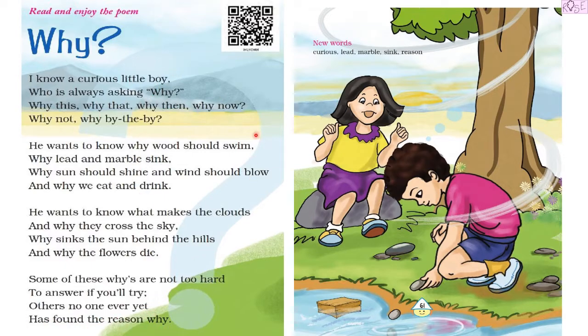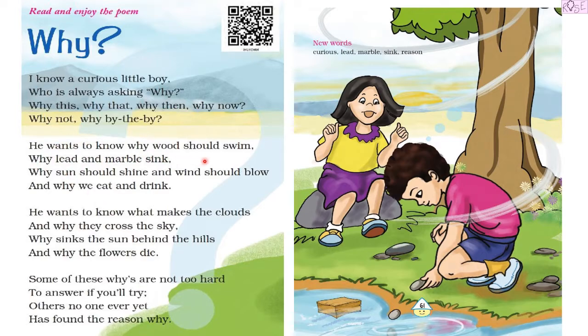So, this is a poem about a little boy that we can see here, and he's playing with a piece of wood and a piece of marble or a stone, you can say. So this boy is very curious. He wants to know everything. He wants to know the reason of everything that is happening around him, and that is a very good trait. He is always asking why. Whenever he comes to a situation, he always asks why. So for what things does he ask the question why?